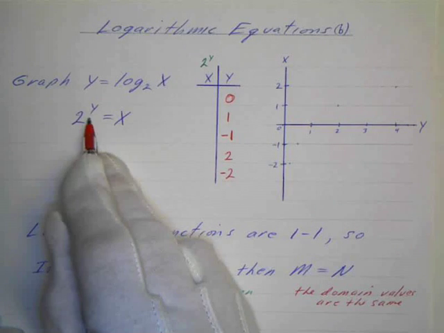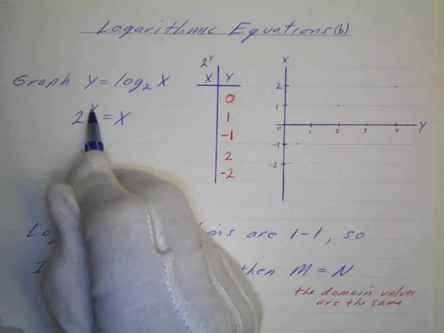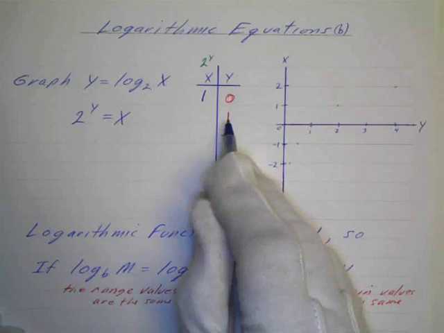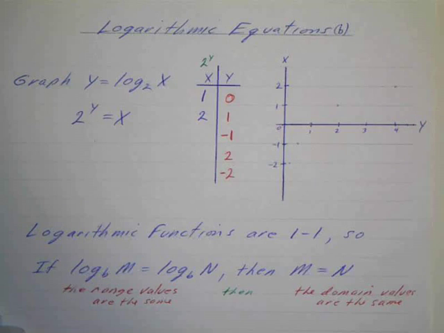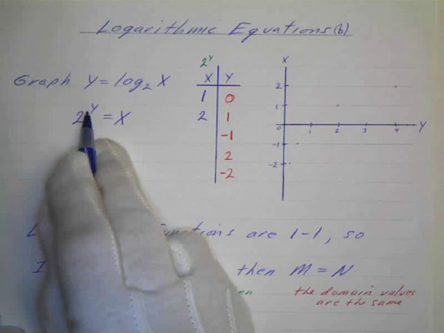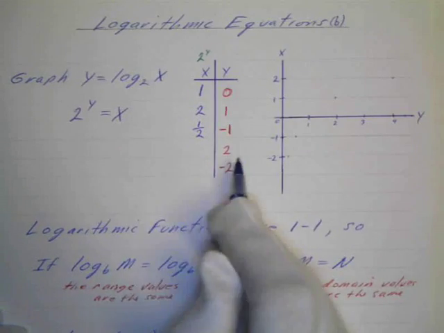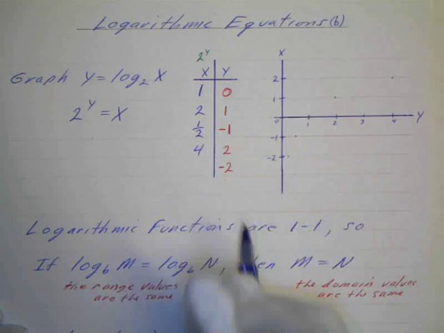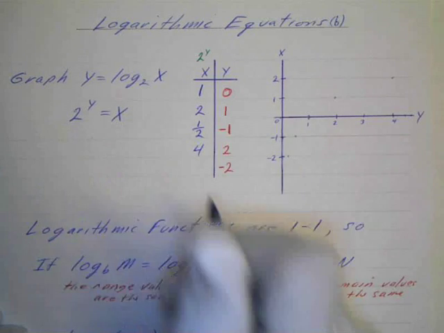So when y is 0, what would x be? When y is 0, what's 2 to the 0? 1. And when y is 1, 2 to the 1 is 2, so x is 2. See, I'm just going backwards. And when y is negative 1, what's x? Well, 2 to the negative 1 we know is 1/2. When y is 2, 2 squared is 4, so x is 4. And when y is negative 2, that's going to be 1 over 2 squared, or 1/4.